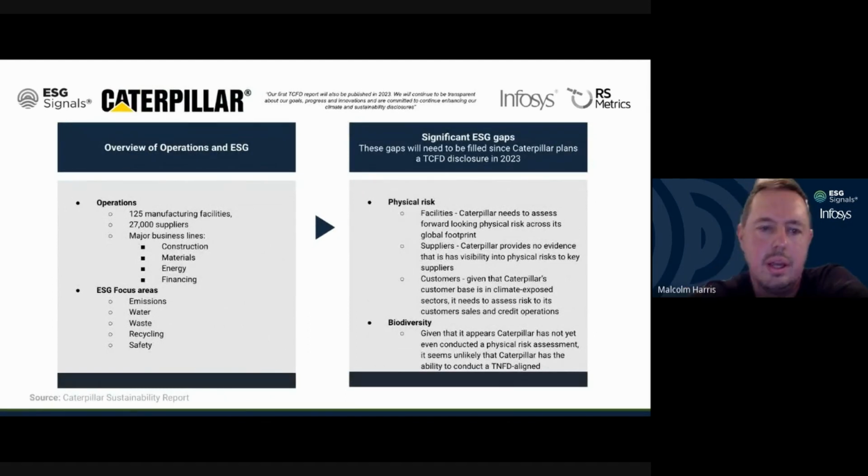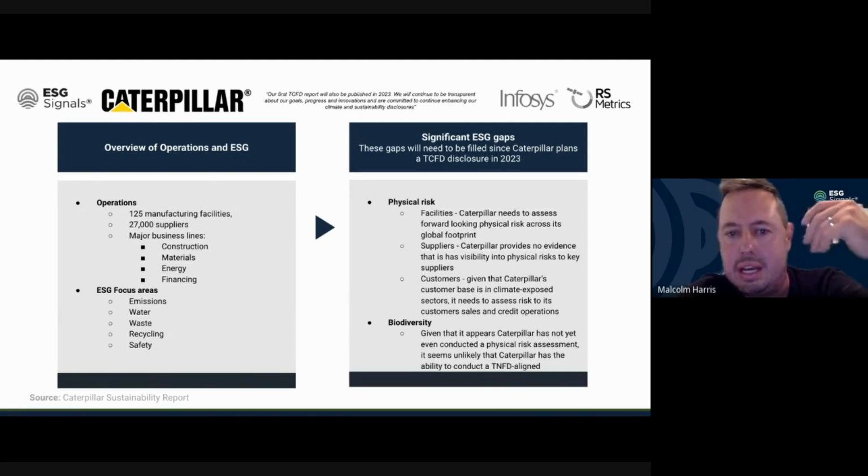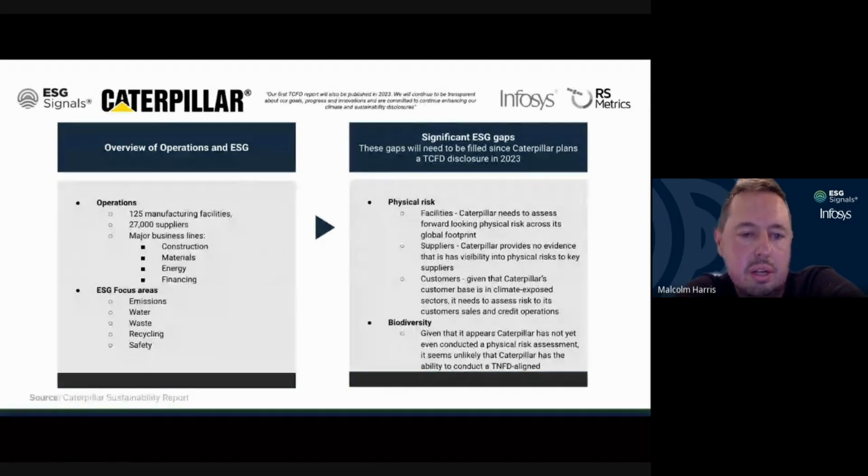Great, thanks, Desi. Caterpillar is a great example. With the ESGSignals product, we cover 6 of the really physically exposed sectors within the MSCI ACWI. For those of you who may not be familiar, think of the MSCI ACWI as like the S&P 500, but for the entire world. It's about 3,000 companies, and our focus area is the 6 sectors that are really physically exposed, both in terms of risk to their operations and their impact on the environment. So think manufacturing, utilities, oil and gas, metals and mining, and so on.